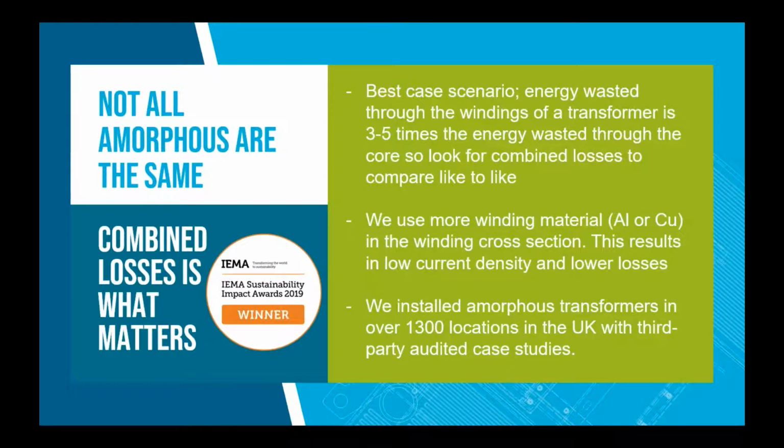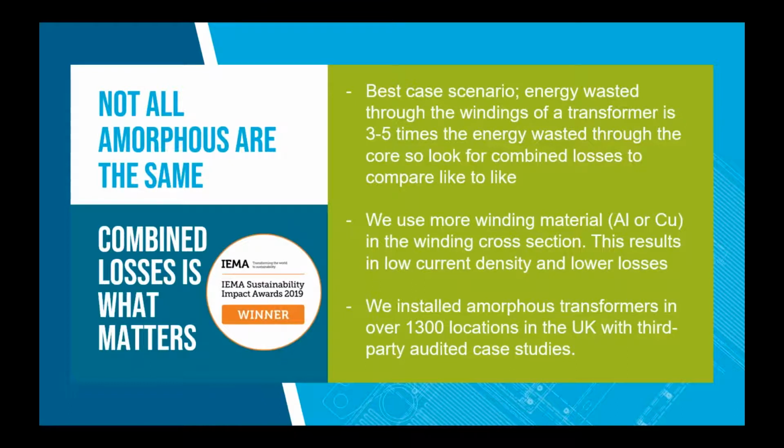Usually we recommend that you ask about the combined losses, not just the core type or that it has an amorphous core. No, ask about the combined losses. To achieve the lowest combined losses in the amorphous to this level that we talk about, we use more winding material, whether it's copper or aluminium. We use more in the cross section. This results in lower current density, less friction, and that means less heat and less energy wasted.